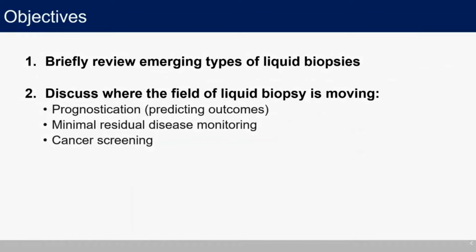In this brief talk, I hope to discuss two main areas. One, I'm going to discuss emerging types of liquid biopsies. You've heard from Dr. Thompson that in clinical practice, liquid biopsies most commonly refer to circulating tumor DNA. But I think we're just scratching the surface, and there are many other liquid biopsies we can think about. The bulk of the talk will focus on where the field of liquid biopsy is moving, looking at three particular areas.